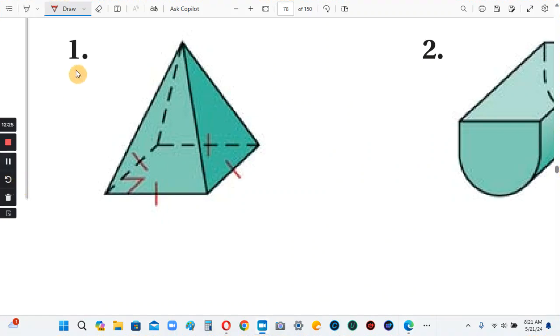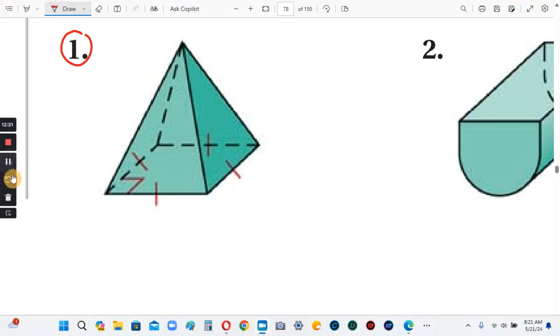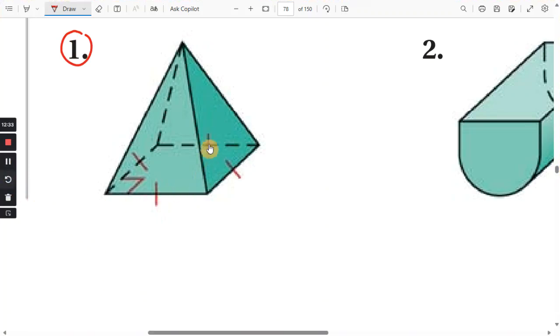All right, in number 1, see if you can just name this polyhedron. All right, notice the base. It has 4 congruent sides, and it has a right angle. So that base is definitely a square. Okay, and they all meet at a point. So that makes it a pyramid.